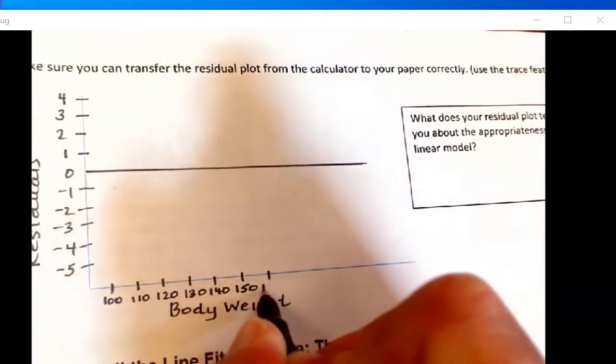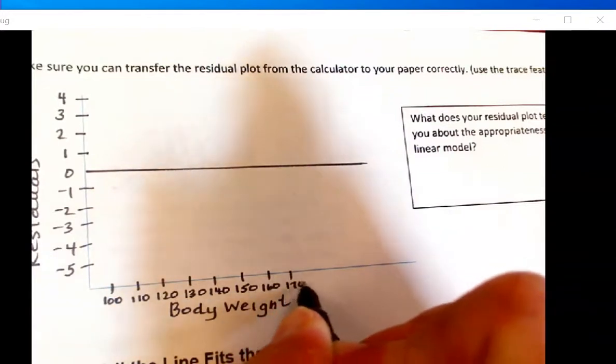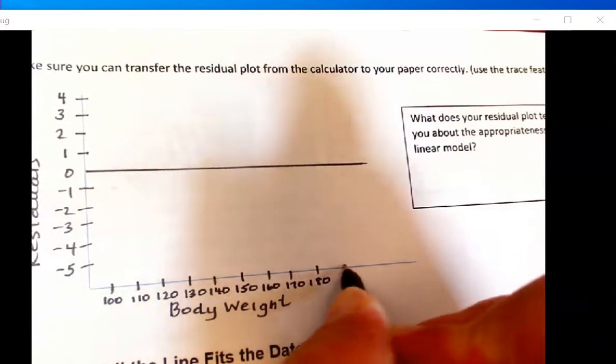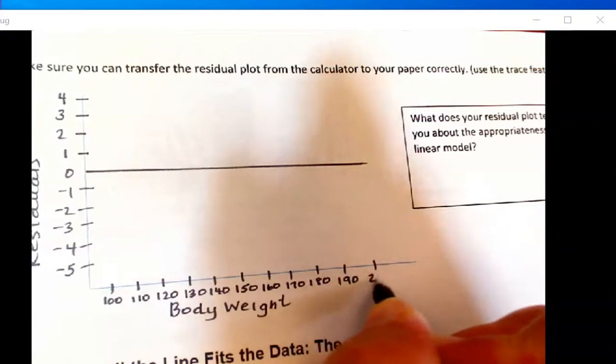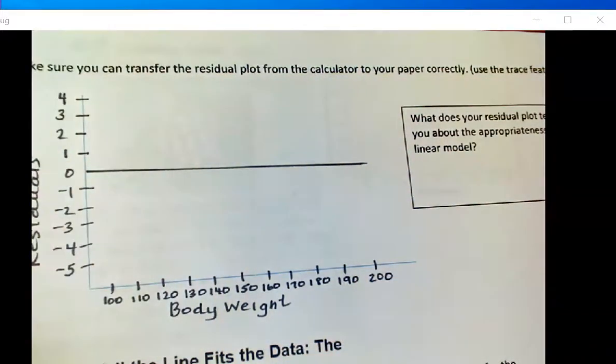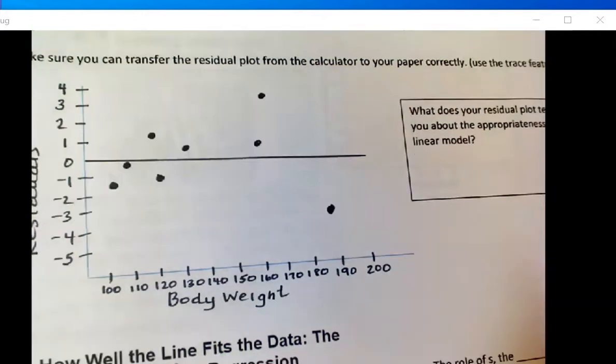And then we're going to go back. So once you get this drawn out here, I want you to go back and trace, and I want you to plot all those points. We'll go up to 200. So I'm going to stop it. Go trace your residuals and plot those points, and then we'll compare our graphs.